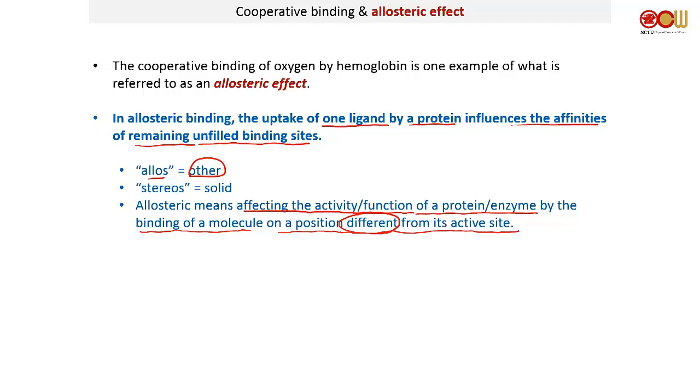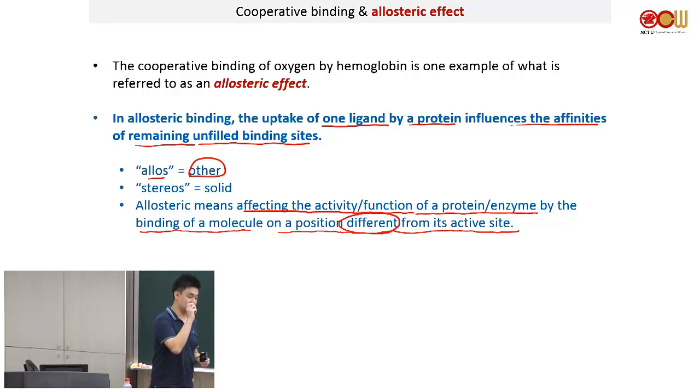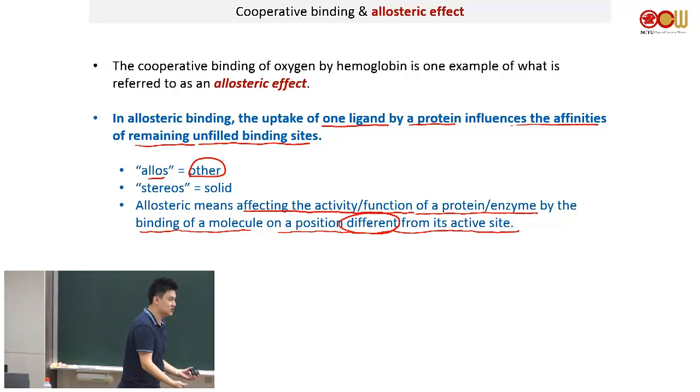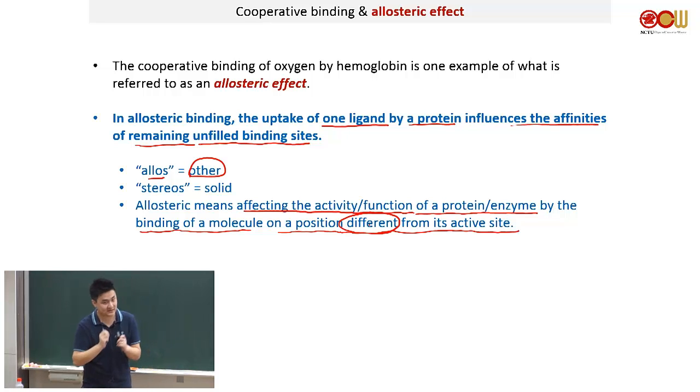Different from its active site. This is the key, and it's very important. Allosteric binding means that you have a protein. Proteins have active sites, the locations in which catalysis occurs or O2 binding occurs. That's the active site. But allosteric means a different site, a different location, in which if a molecule or ligand binds to that protein, it will cause the protein to undergo some kind of conformational change, and then alter the protein's function, either by inhibiting it or activating it.